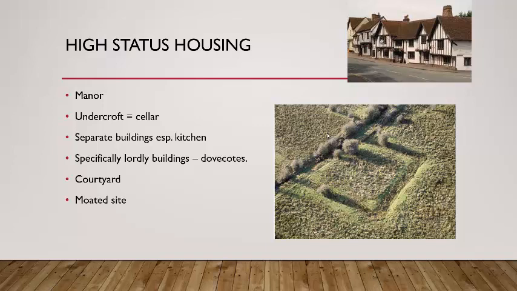We might look for size. We might look for a big building, but we might also look for deeper foundations. If we have any remnants of building materials, we would expect to find better quality building materials associated with high status housing. Another thing we might hope to find is what we call an undercroft, and this is basically a cellar within the main room at the ground floor level. Of course, not every building can have a basement attached to it, so identifying a basement is only going to work some of the times.